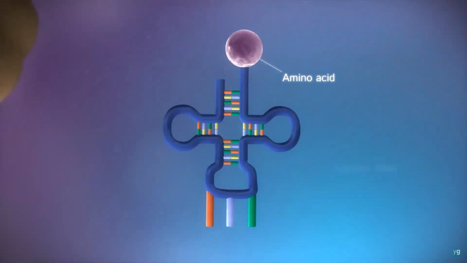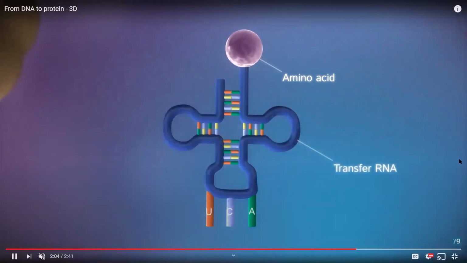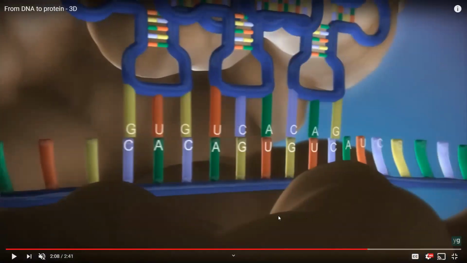And the anticodon is responsible. See how the anticodon has the letters? It's responsible for bonding to the correct codon. So I'm going to pause the video. So remember, this is the mRNA strand. These are the anticodons. Take a look here.